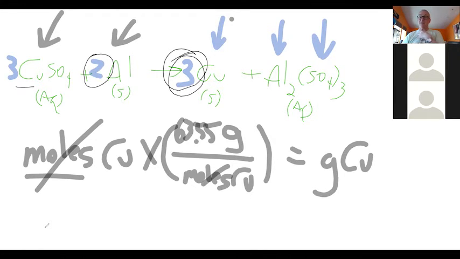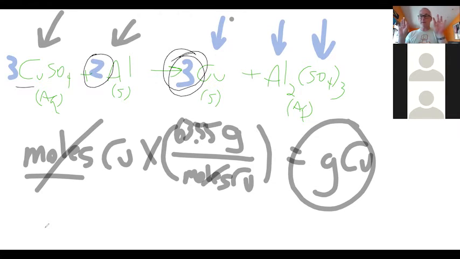So you would expect, since copper is heavier than aluminum and you get 3 moles of it instead of 2, you should actually get more mass out than you put in, because copper is a bigger atom than aluminum. So if you put in a gram of aluminum, you should get more than that out, hopefully. So that'll give us what we call our theoretical yield of copper. If everything goes perfectly, we'll get that much copper, but nobody gets 100% yield. So we actually need to calculate percent yield.